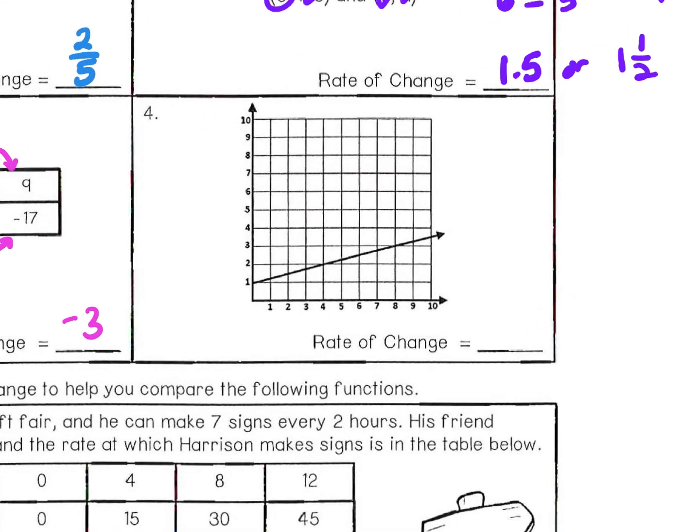When we find the rate of change on the graph, we're looking, going from point to point, and we try to locate points that are easy to work with, that are directly on a grid mark.